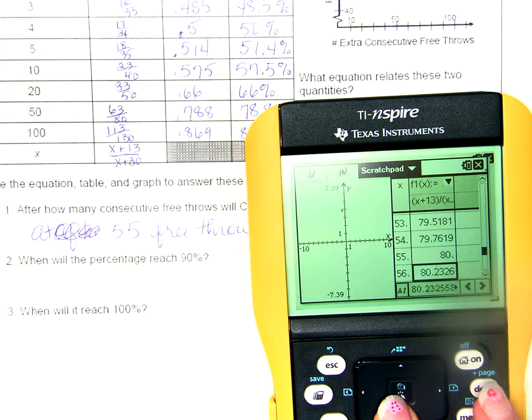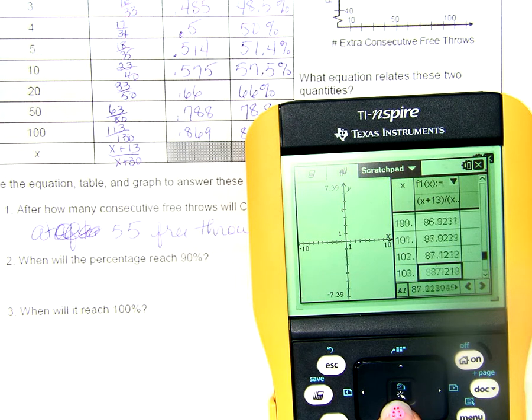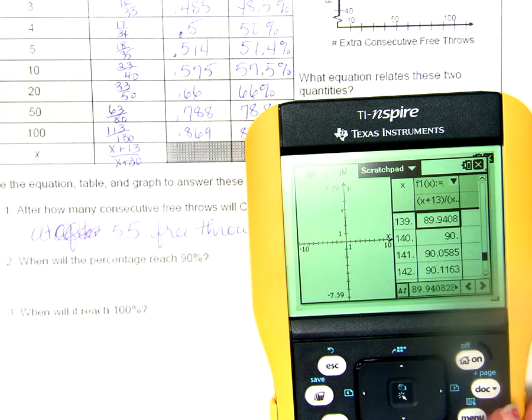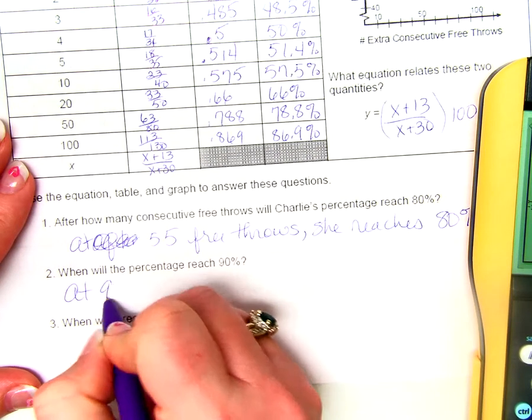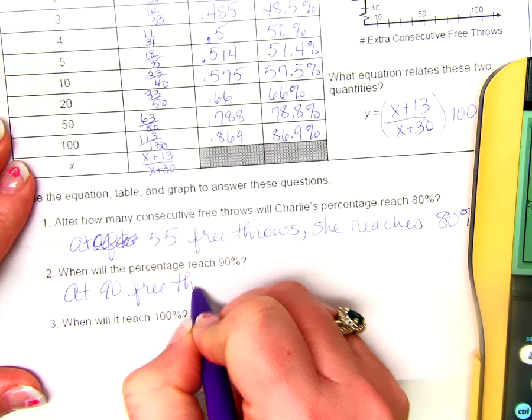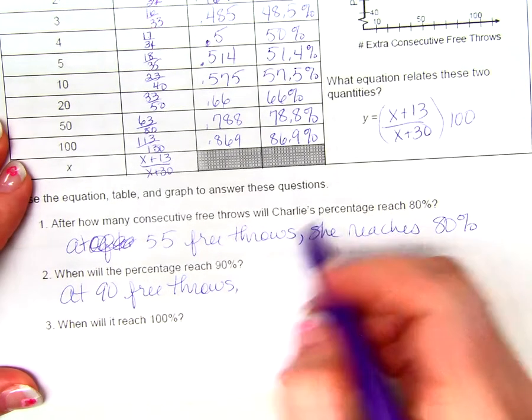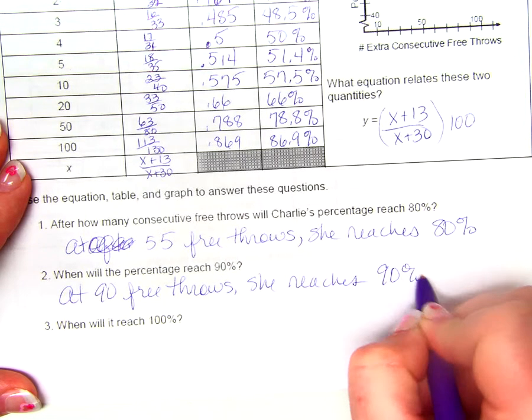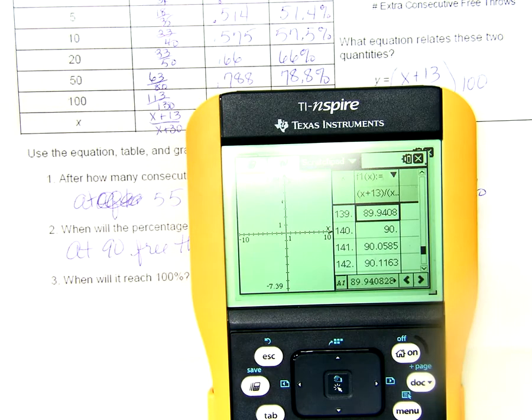So let's scroll some more. Scrolling, scrolling, scrolling. Boy, this is a pain. You guys think it's a pain too? Yeah, just standing here scrolling. Whoa. Wanted to get it at 90. Oh, not there yet. Sorry. There we go. Oh, look. At 90 free throws, she reaches 90%.